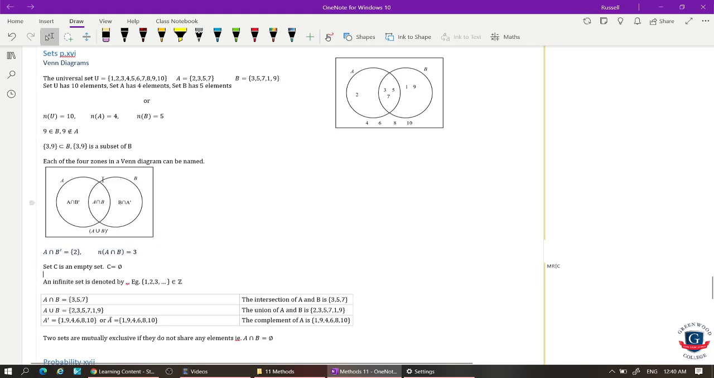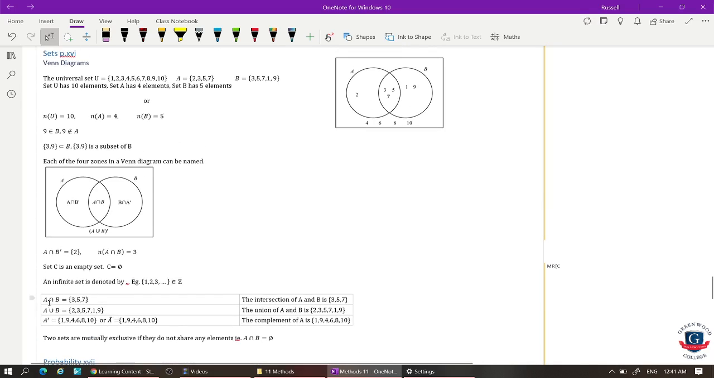Set C is an empty set. We haven't defined set C, there's nothing in it. If we had an infinite set, if this was describing, I don't know, integers, we could write it with dot, dot, dot. And in this case, this infinite set here are the integer numbers starting at 1. And that's a member of the integer set.